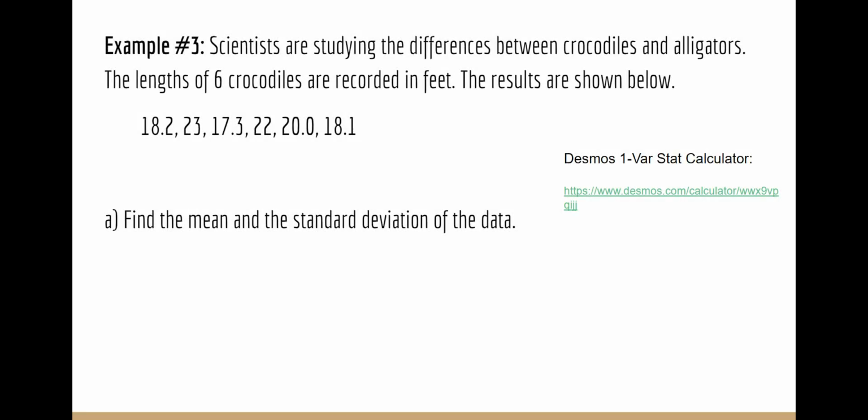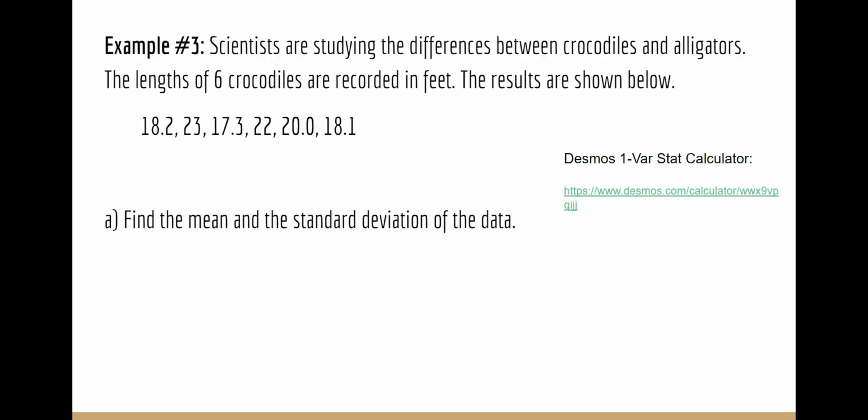All right, example number 3. Scientists are studying the differences between crocodiles and alligators. The lengths of 6 crocodiles are recorded in feet. The results are shown below. Find the mean and standard deviation of the data.